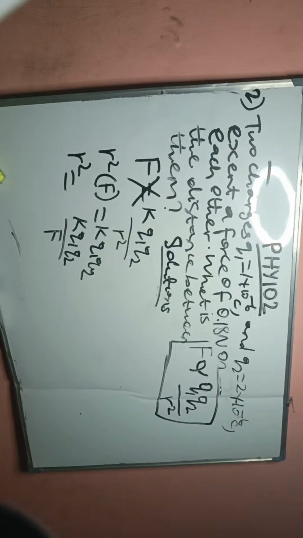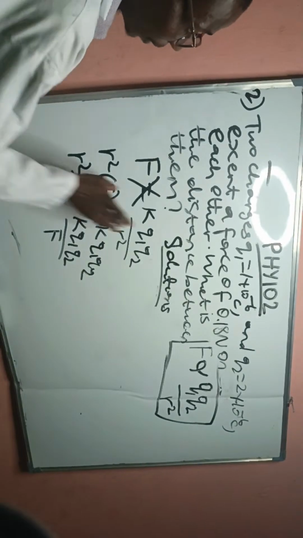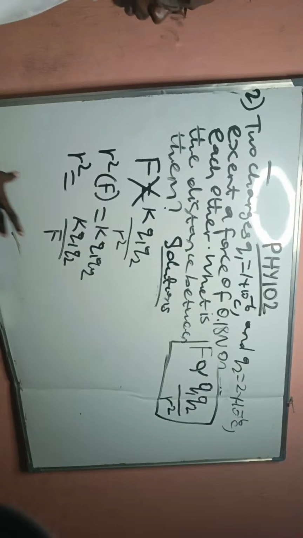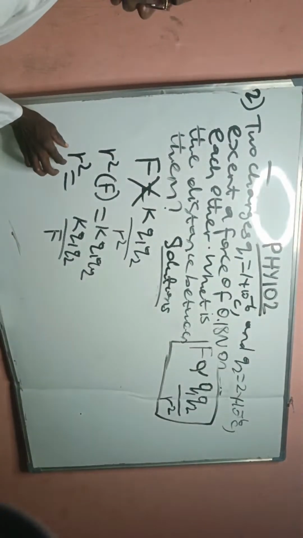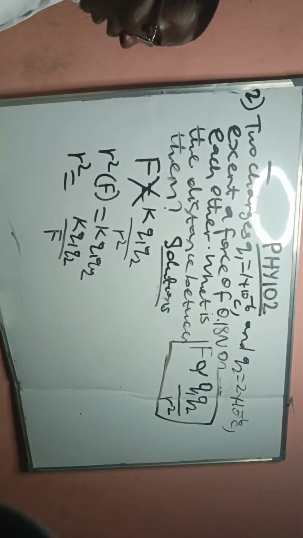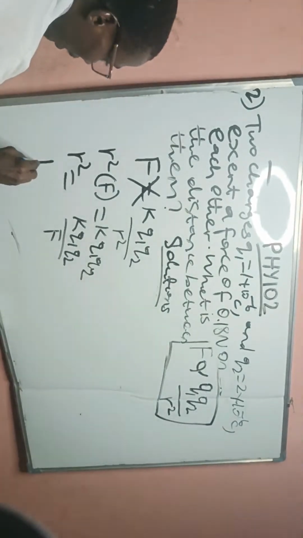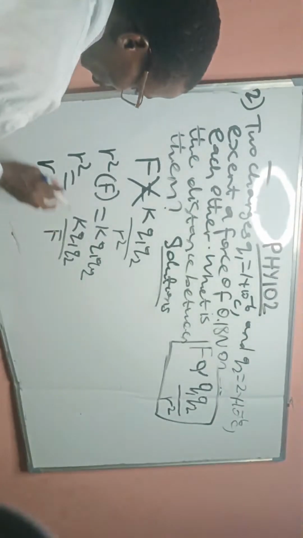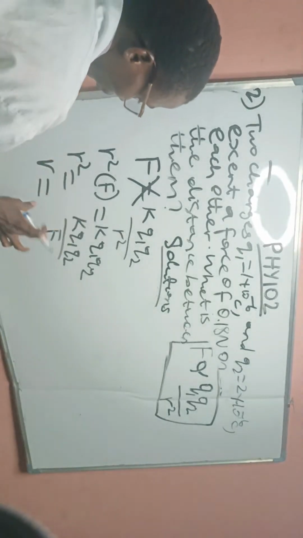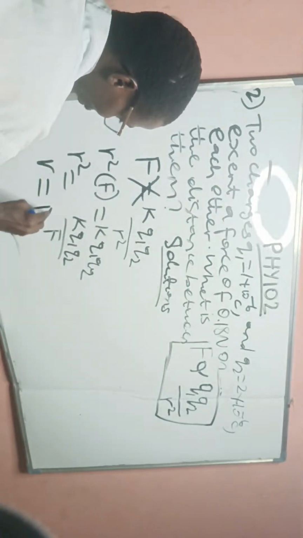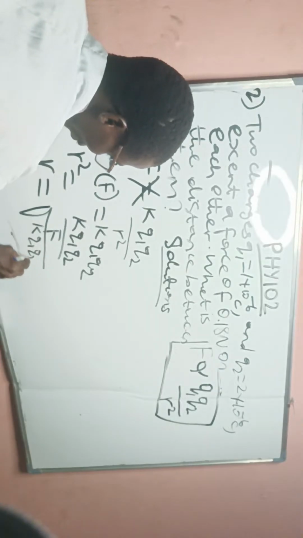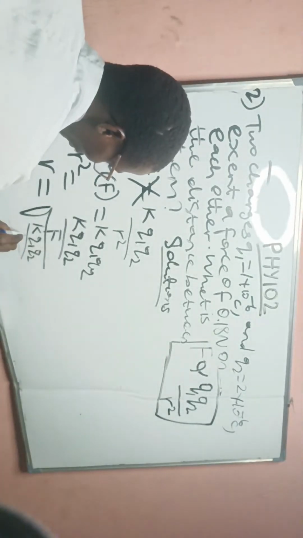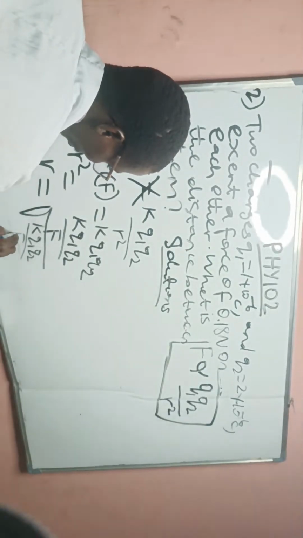All right, let's continue. So here, remember you are looking for distance. Since you are looking for distance, you have to make R the subject of the formula alone. So in doing this, we can say that R is equal to, by taking the square root of both sides, the square root of K Q1 Q2 all over F.